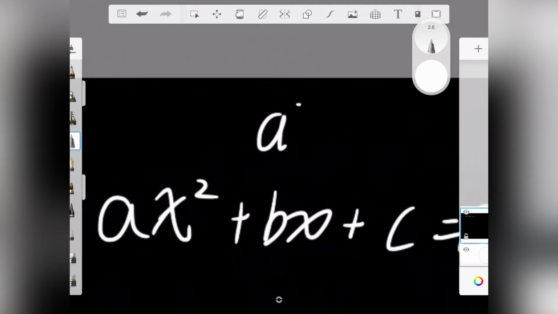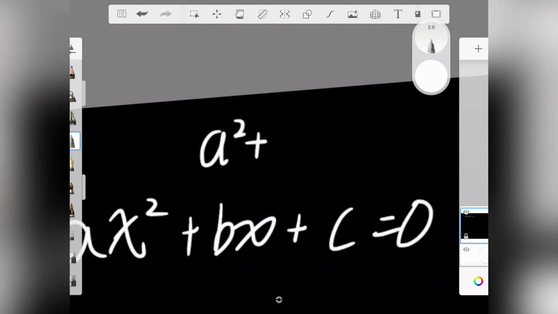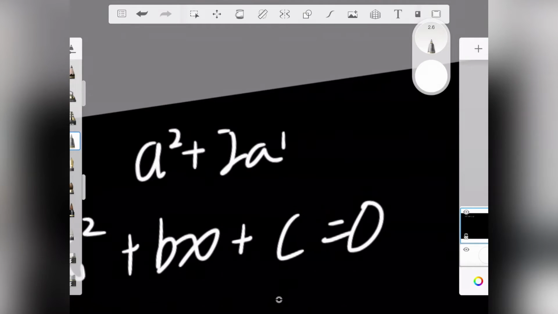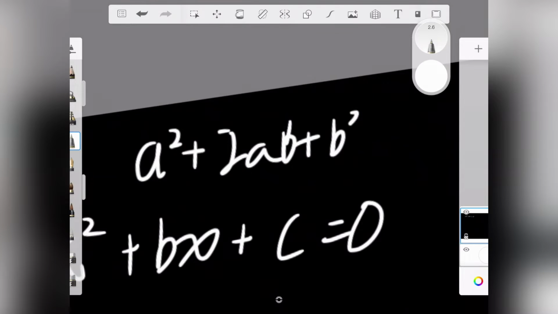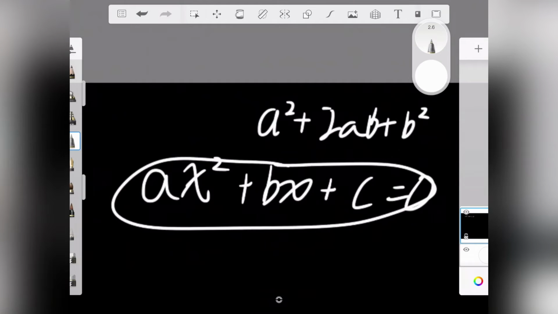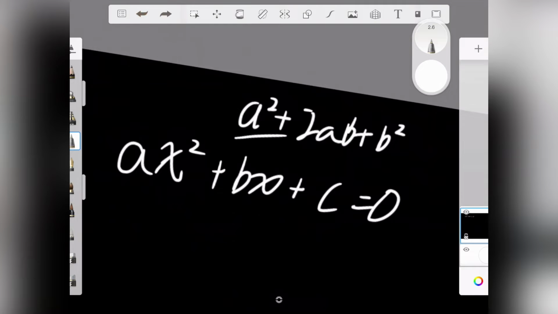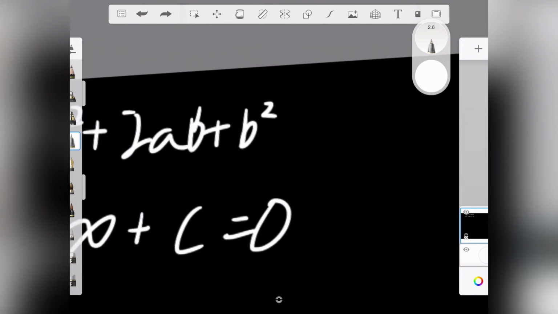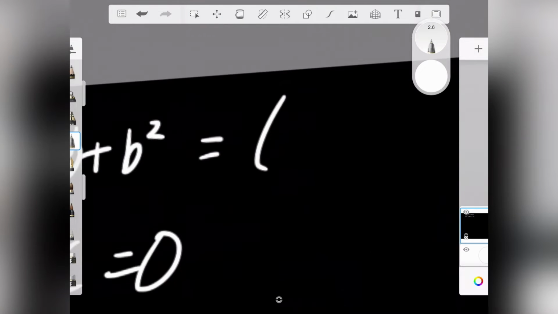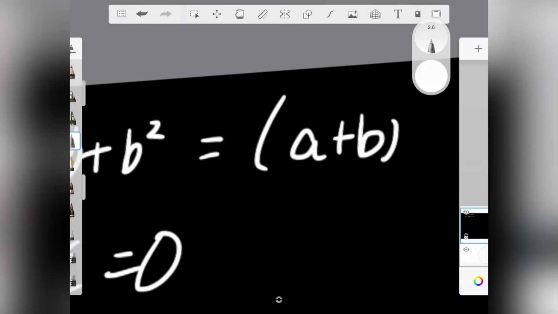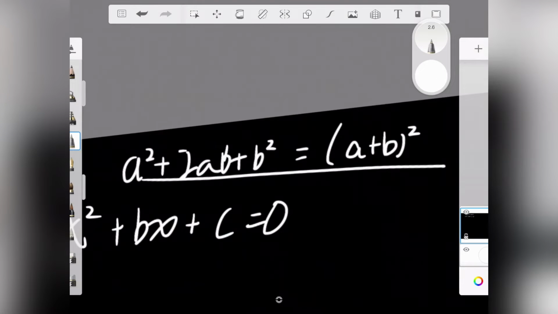We say a squared plus 2ab plus b squared. Now I can expand this equation into this one. Why do I want to do that? Because this equals (a plus b) squared. Okay, we want to make this one.